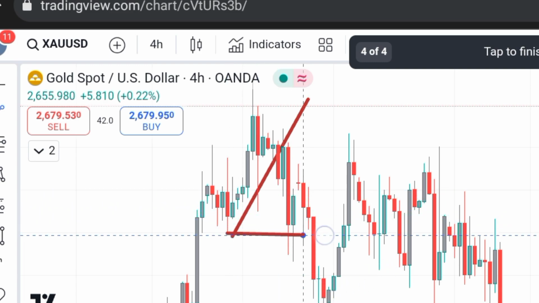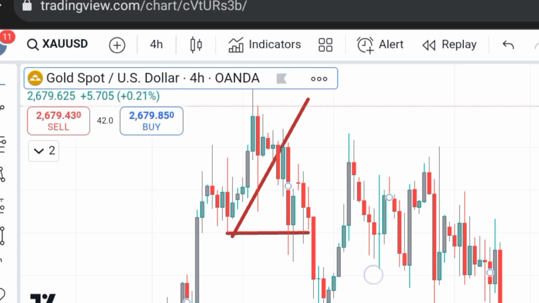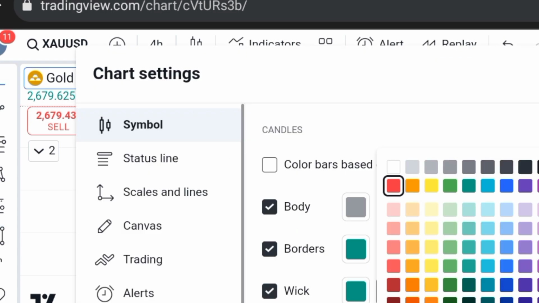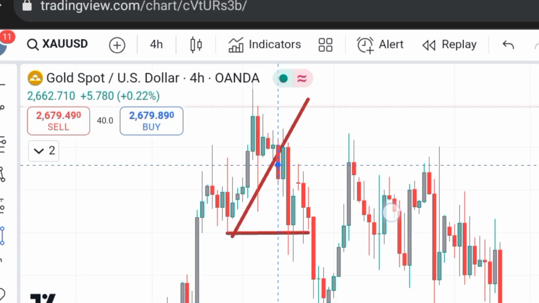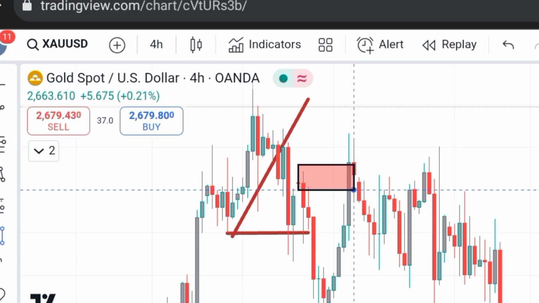We don't use a wick to frame a market close. We have to use the full candle. The candle has to close below the wicks for us to identify it as a break of structure. If you check this place very well, you can see that here was the zone that led to the break of this structure. This is the very last candle that led to the break of structure.